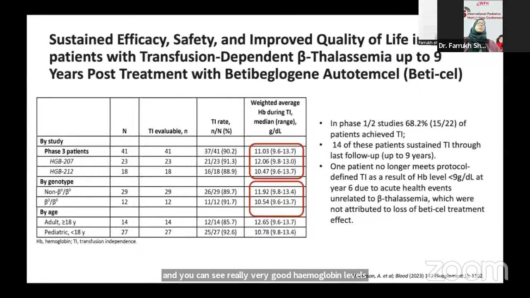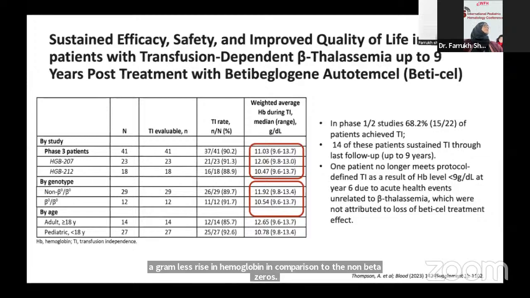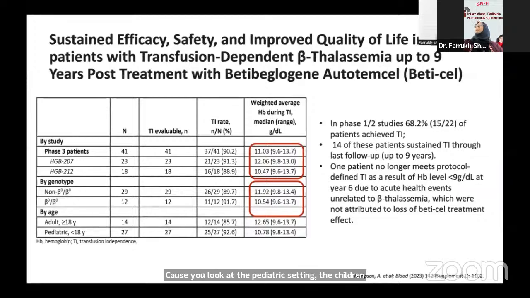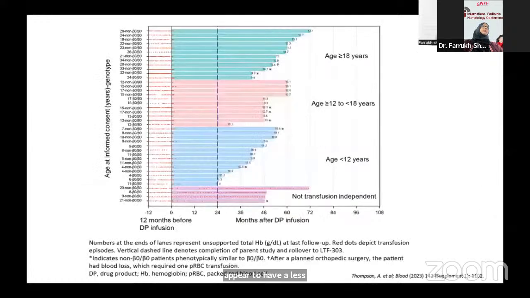And then if you split the patient population based on whether they're beta 0 or non-beta 0, you can see that there is a good response for both populations, but with the beta 0 patients having about a gram less rise in hemoglobin in comparison to the non-beta 0s. If you look at the pediatric setting, the children appear to have a less high hemoglobin in comparison to the adults.